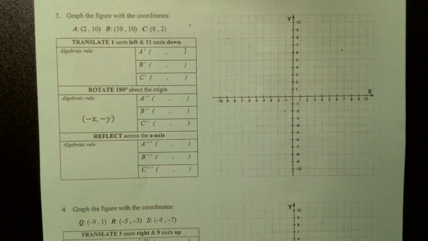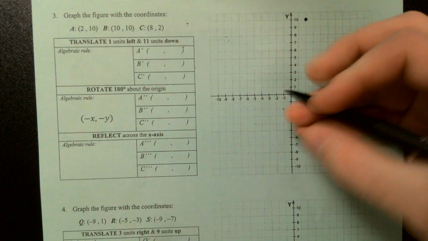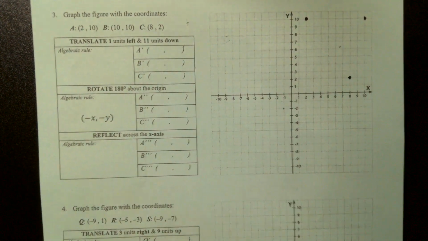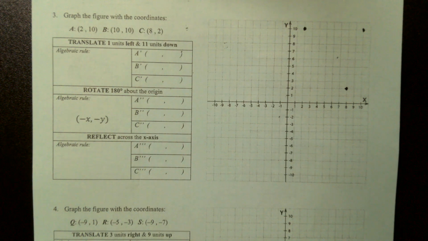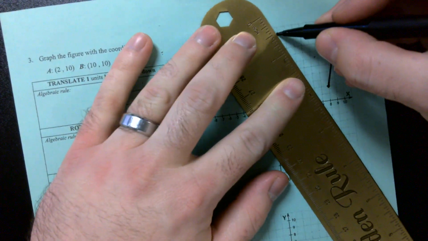All right, number 3. We got our pre-image here, ABC. I'm going to mark all 3 of my dots. A is at (2, 10). B is at (10, 10). C is at (8, 2). Big old triangle here to start us out. Triangle number 1. I'm going to use my ruler, obviously, to connect all my dots.